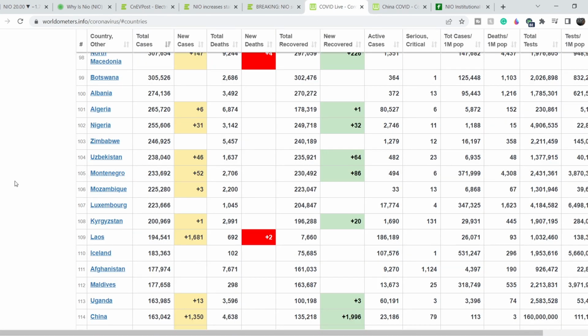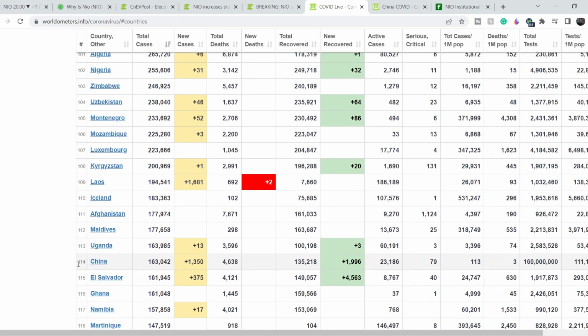We are on worldmatters.info, and this is the data related to COVID-19 cases. Let me show you that China is in 114th place with only 163,042 cases in total. And they have increased in new cases by about 1,350. But let me show you this number. The number of recovered people is much higher than the number of new cases. This means potentially we might see relief in this outbreak, and from this point I don't think it might last more than several days.